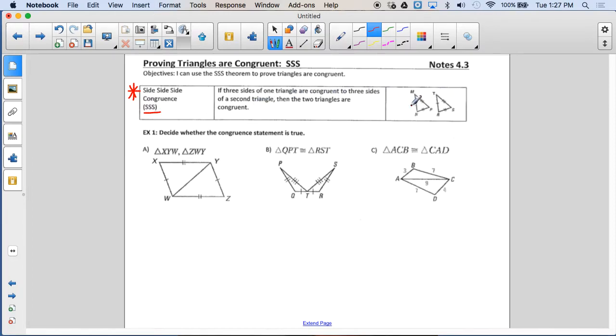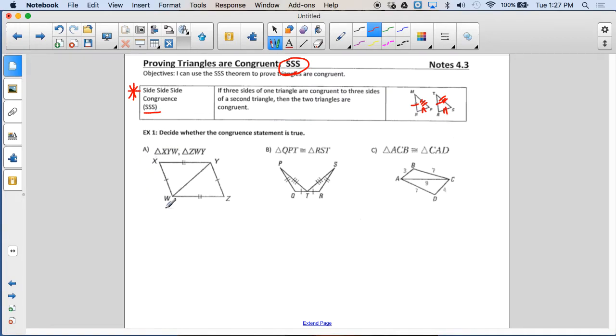The first triangle, I see 1 slash here, 1 slash here. 2 slashes here goes with this side, 2 slashes. And this side shows 3 slashes. And likewise, over on the other triangle, I see 3 slashes. So every side has a corresponding side on the other triangle that's the same length. And this is called side, side, side. You can abbreviate it by SSS theorem. So we're going to decide whether the congruent statement is true.